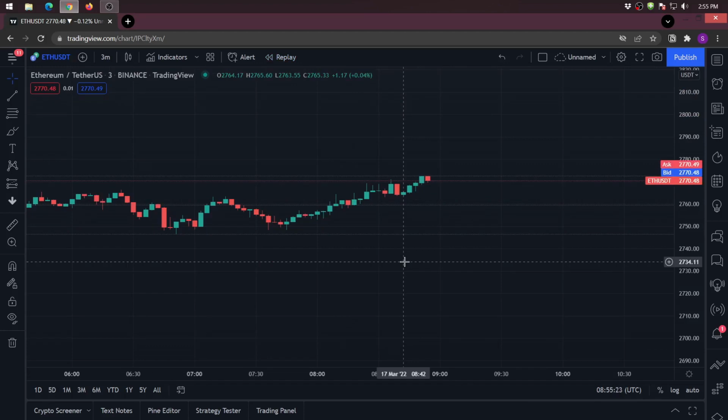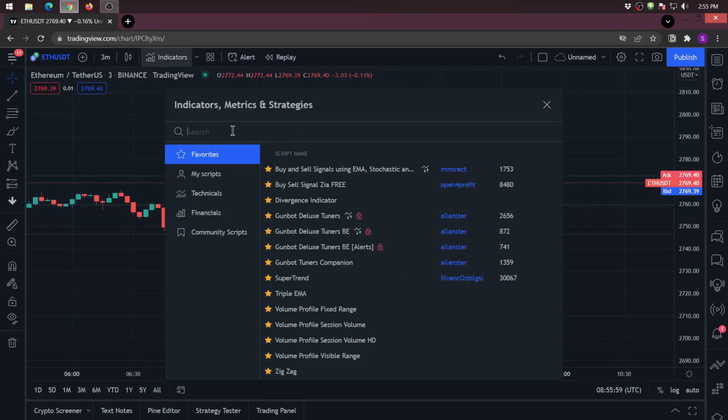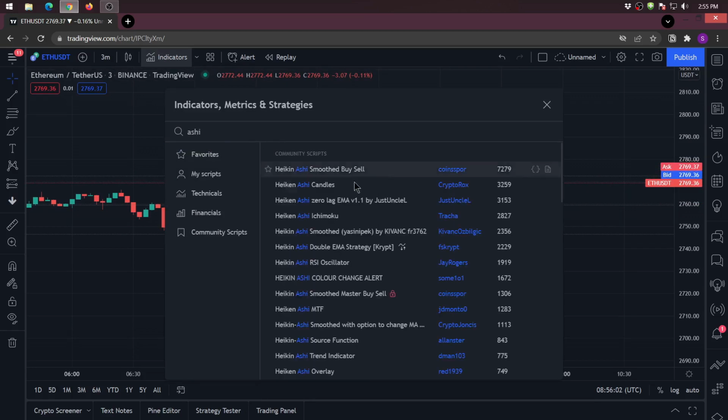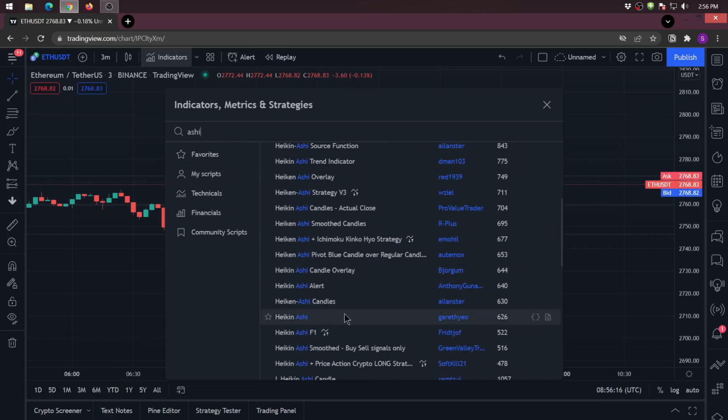In this Heikin Ashi trading system I use a combination of 3 indicators: Heikin Ashi, 100 EMA and stochastic. So let's add the 3 indicators on my chart. First I want to add Heikin Ashi. So simply go to indicators and write Heikin Ashi here, and from here I have to find the Heikin Ashi indicator. I find it, so I simply add this Heikin Ashi indicator on my chart.